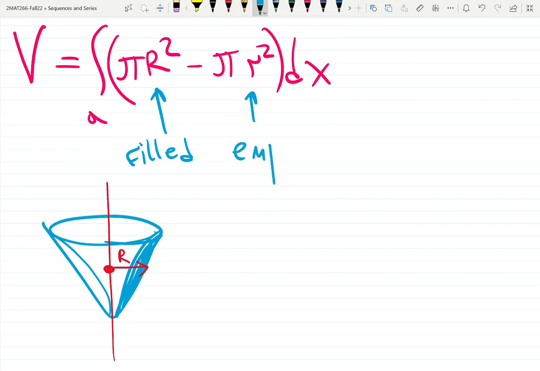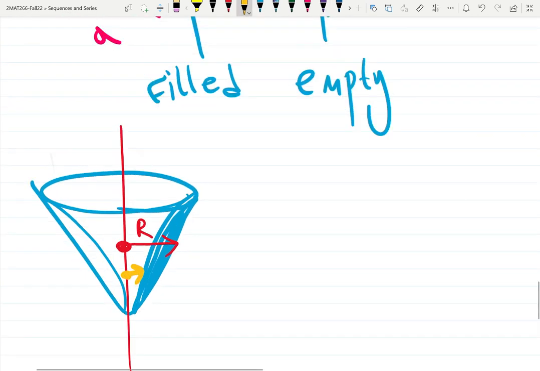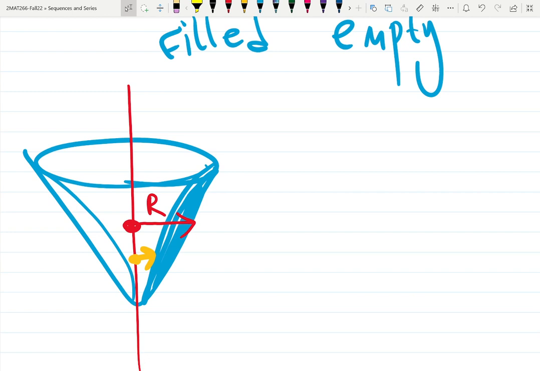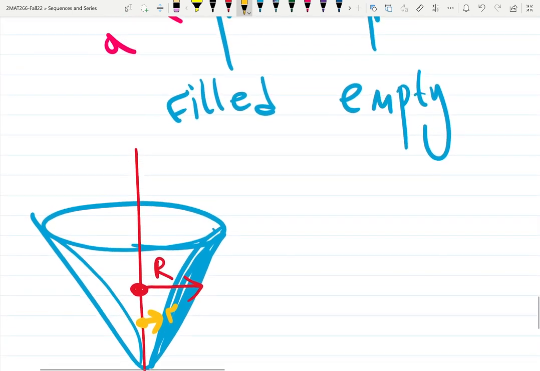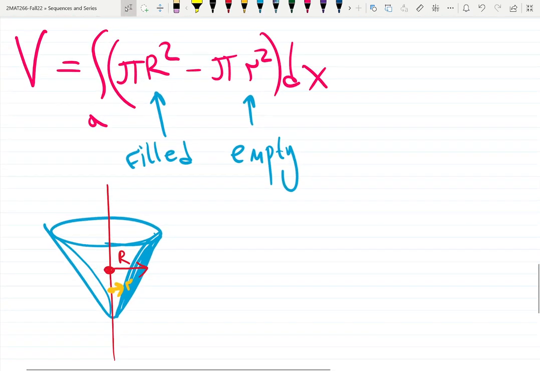Let's do empty. Go to the middle again, shoot the laser now to the very first layer. That represents the small r, so the empty piece. Pi r squared comes from the rotation, minus pi r squared. So filled minus empty gives you the difference.